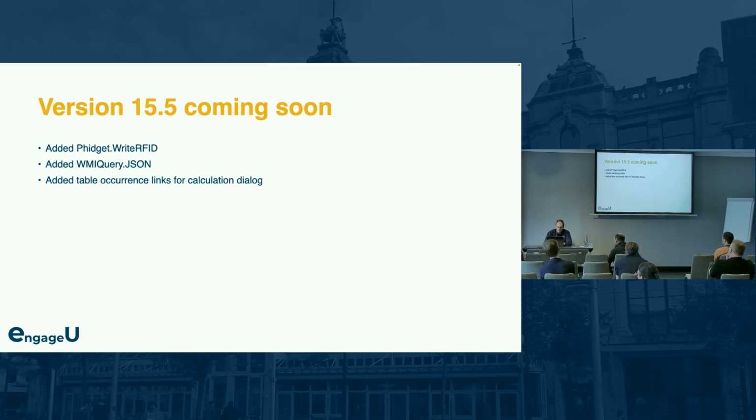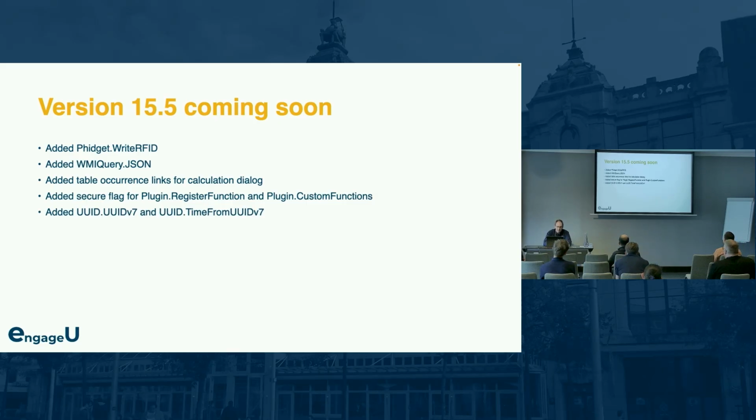So the table occurrence links for calculation dialog are also coming. And we have a flag to secure custom functions registered with a plugin. Because if you register a function, it could be a problem if someone unregistered it or registered the same function with the same ID with a different code. So we have to find a way to secure this so the plugin doesn't allow you to replace a function once registered.